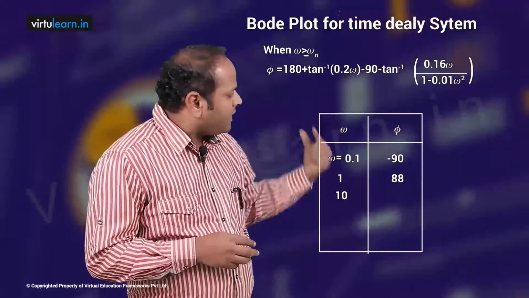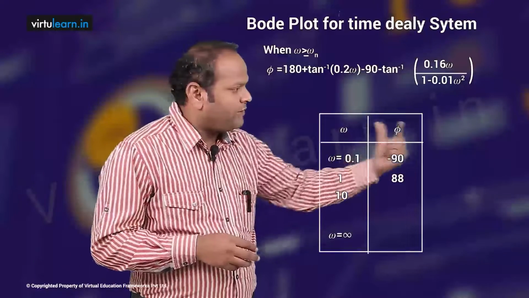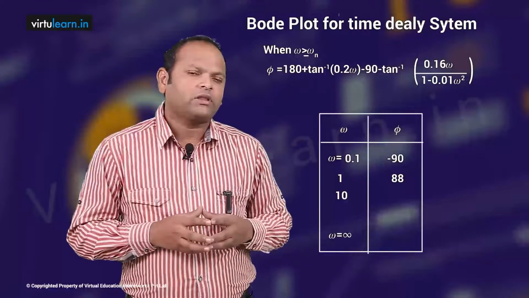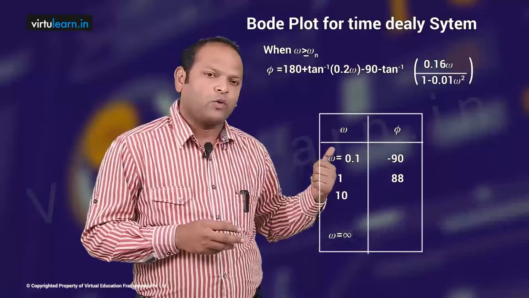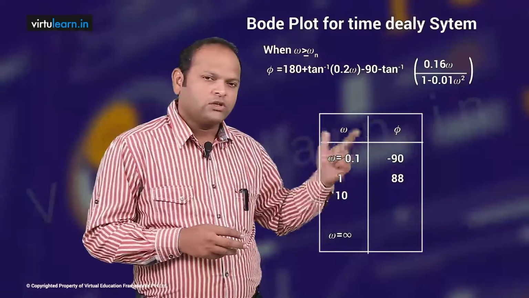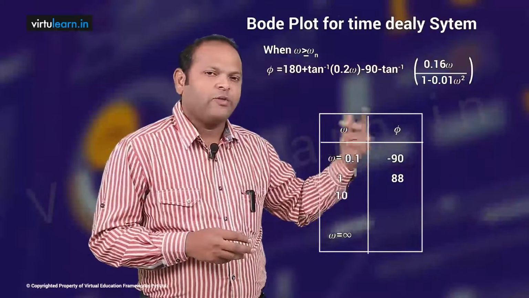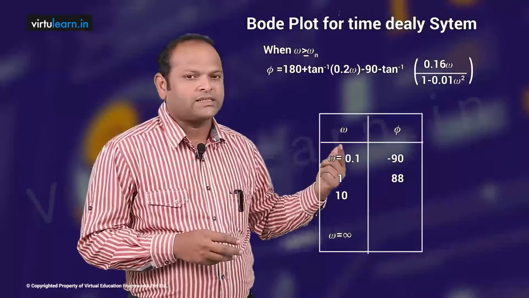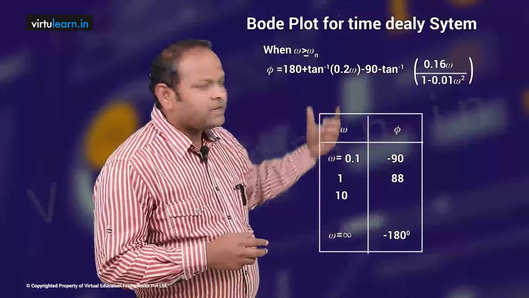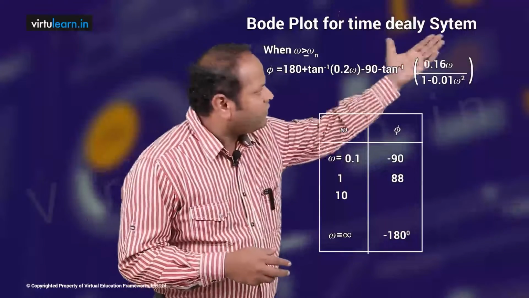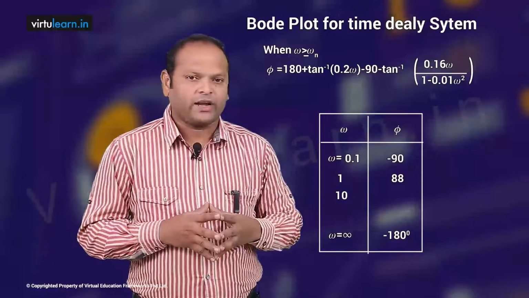And similarly when omega is infinity, then what will be that? We have 3 poles, that means 2 complex poles and 1 pole at origin, and there is 1 zero. So 3 minus 1 will be 2. So 2 into minus 90 is minus 180 degrees. So your phase angle values will change from minus 90 to minus 180 degrees.